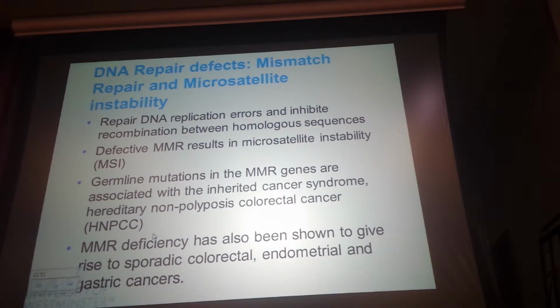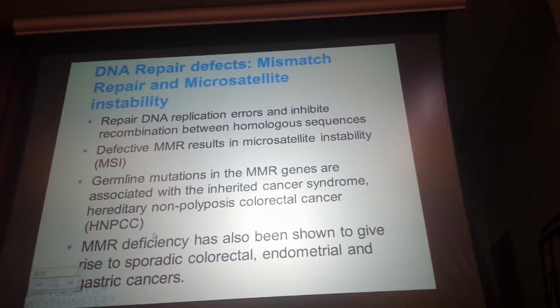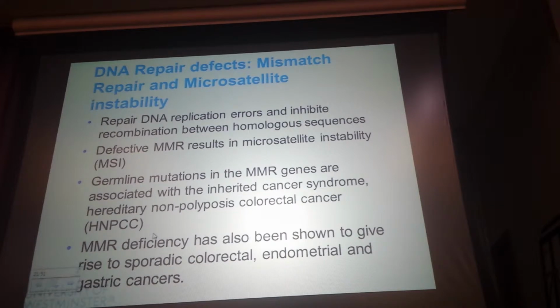DNA repair defects: mismatch repair and microsatellite instability. These genes repair DNA replication errors, and the mismatch repair genes are defective. MMR, the mismatch repair genes, are defective in certain cancers. For instance, I'm going to give you an example later of some type of colon cancer, and that will induce microsatellite instability, and I will explain what a microsatellite is.